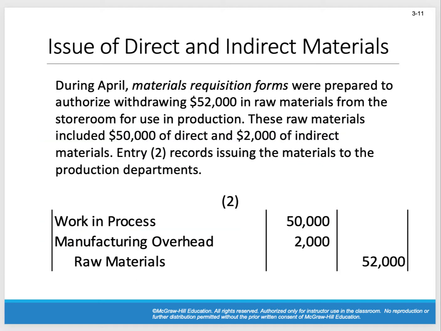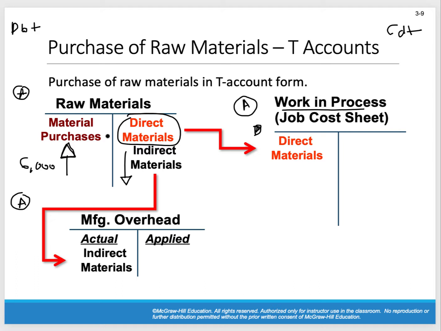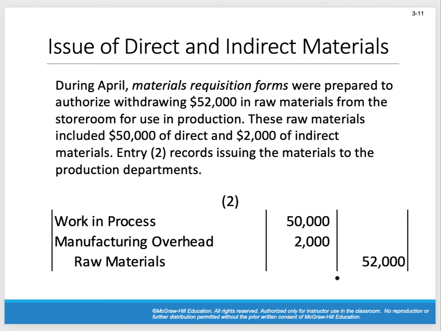Right off the bat, we know that we need to decrease our raw materials. Raw materials is an asset. I see my arrow going down. That means to decrease raw materials, I have to credit it. So I'm going to credit raw materials for the entire $52,000, and we see that right here.